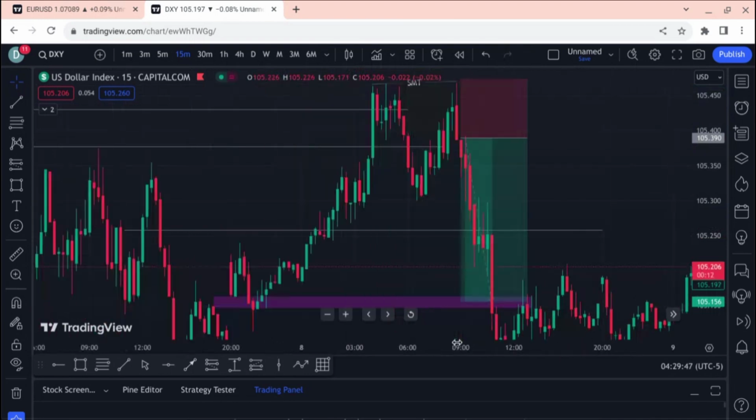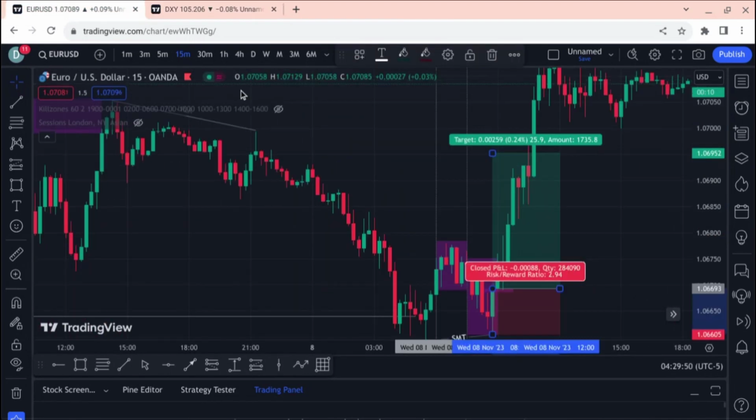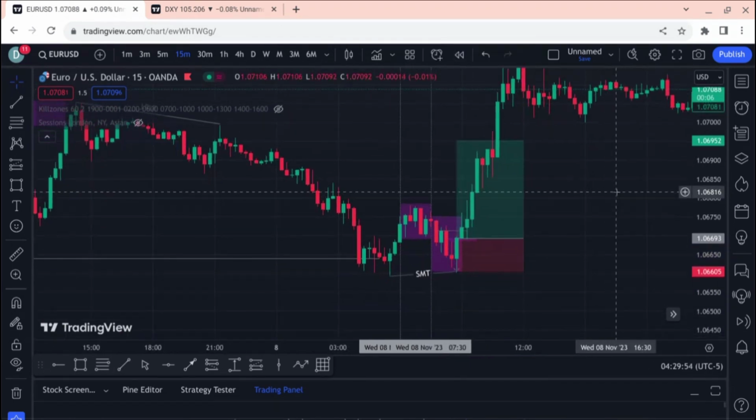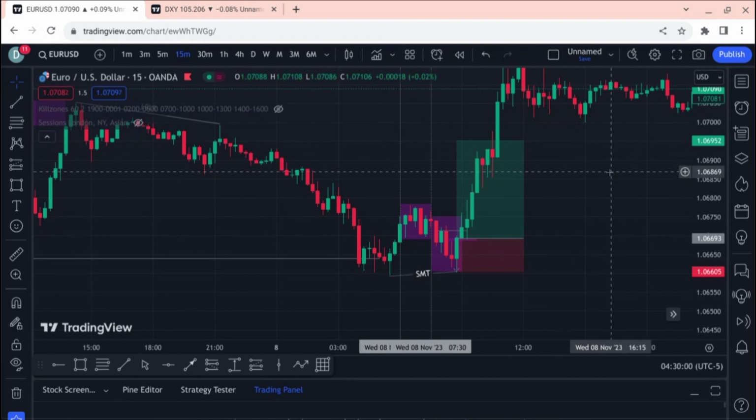So guys, whenever you are trying to take a trade, make sure your trade is aligned with the quarterly theory, so that your setup will be very, very legit, and the trade will go in your favor.